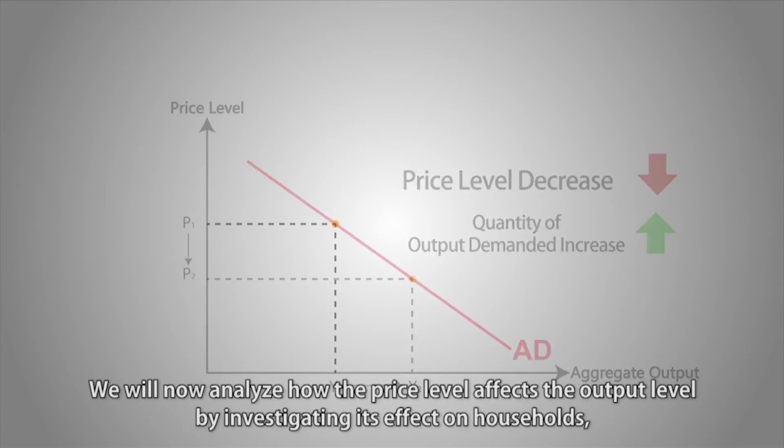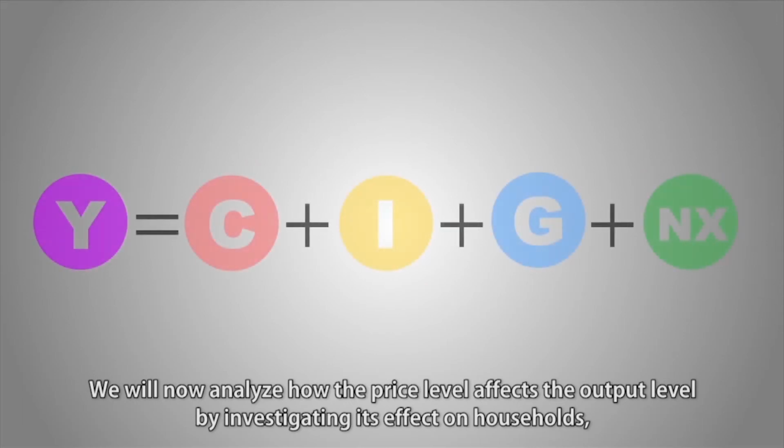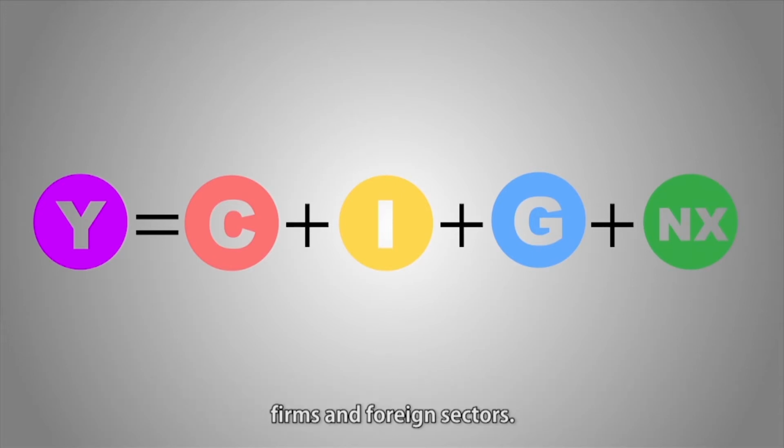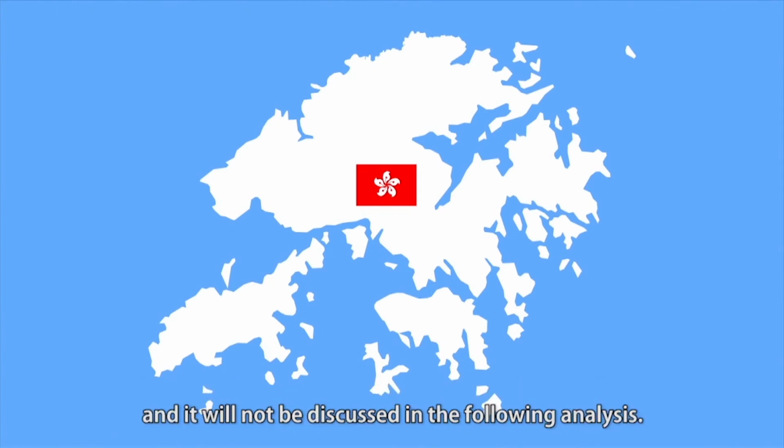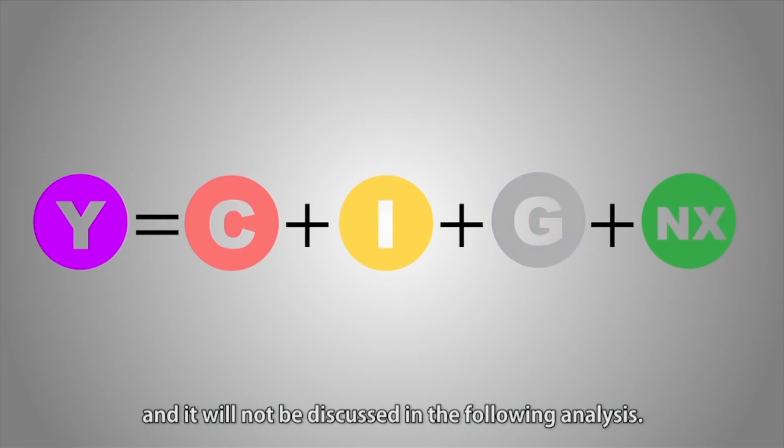We will now analyze how the price level affects the output level by investigating its effect on households, firms, and foreign sectors. The government expenditure is assumed to be affected by policies instead of the price level, and it will not be discussed in the following analysis.